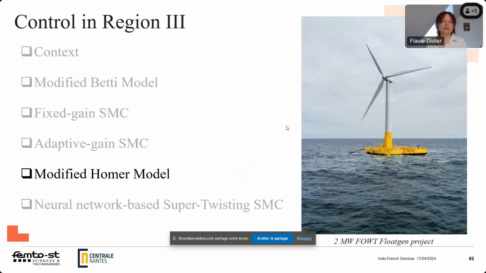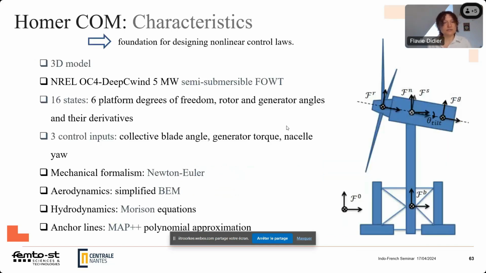So I will introduce you to the modified Homer model. It's a three-dimensional model, which represents this time a 5 megawatt semi-submersible floating offshore wind turbine. The Betty one was a tension leg platform. Here we have a semi-submersible platform. And there are 16 states: 6 platform degrees of freedom, the rotor and generator angles, and their time derivatives.